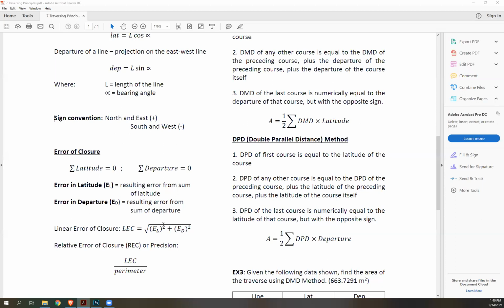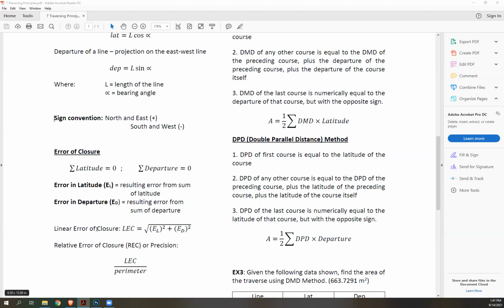And then error in departure, resulting error from sum of departure. So for example, if you take summation of latitude, you're going to compute for this, take the sum. It's not 0. Whatever value you get is immediately your error. Same thing here, whatever value you get, if you take the summation of departure, that's your error in departure.